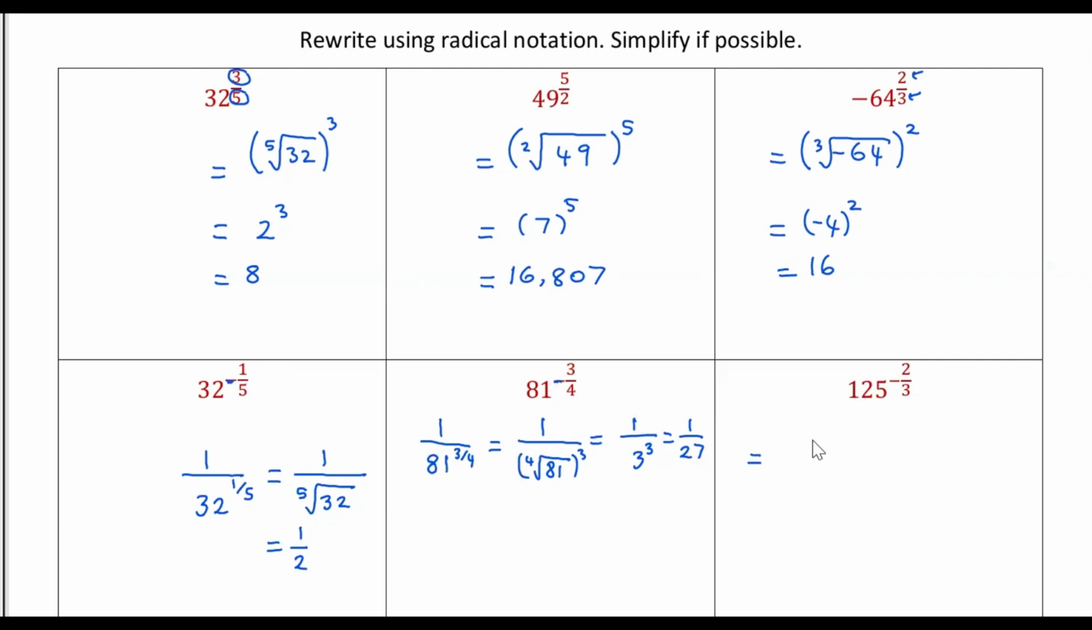Same in this example, we will just put 125 in the denominator with power 2 over 3. So let's rewrite using radical notation. The cube root of 125, the denominator will create the radical raised to the second power. The cube root of 125 is 5. 1 over 5 squared will be 1 over 25.